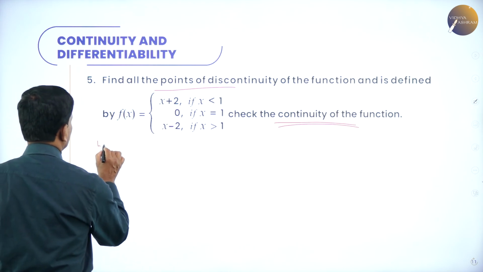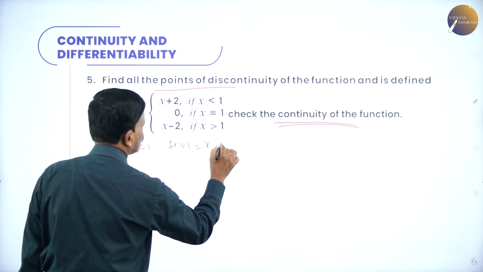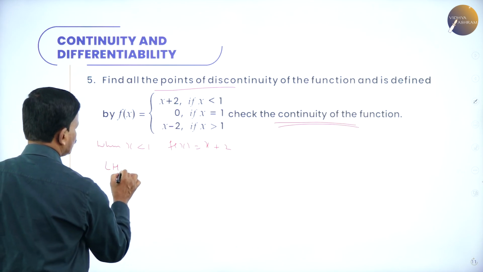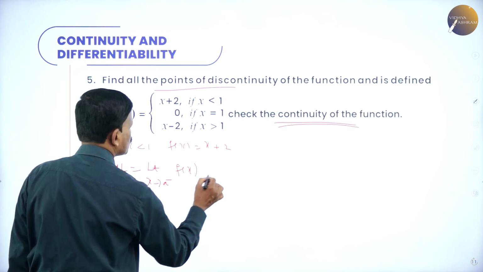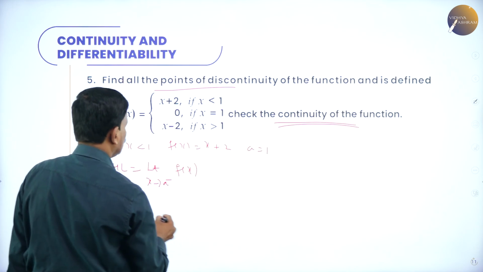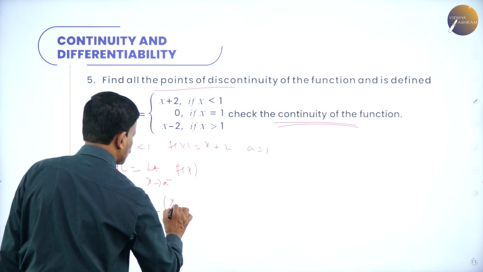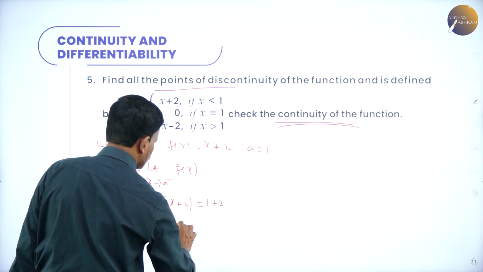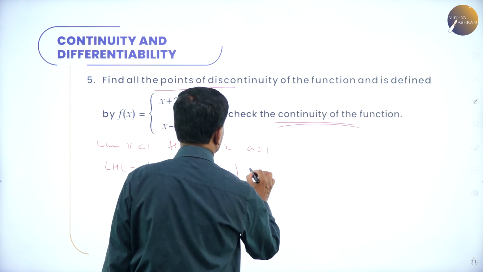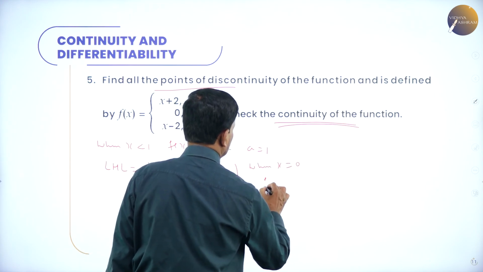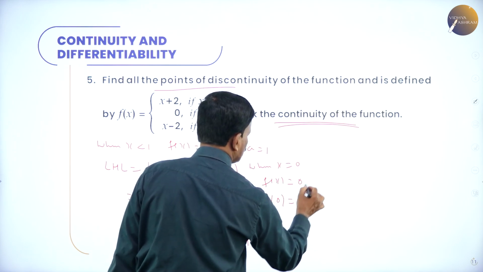Now, what is given? Let us find out. When x is less than 1, f of x is equal to x plus 2. According to the definition, we will get the left hand limit, limit x tends to a minus f of x. What is a here? A is equal to 1. So this is limit x tends to 1 minus x plus 2. Put x is equal to 1: 1 plus 2 is equal to 3. The left hand limit is equal to 3. Now when x is equal to 1, f of x is given to be 0. So f of 1 is equal to 0.